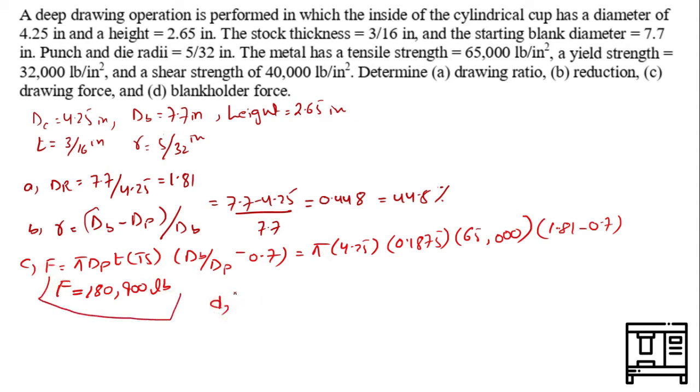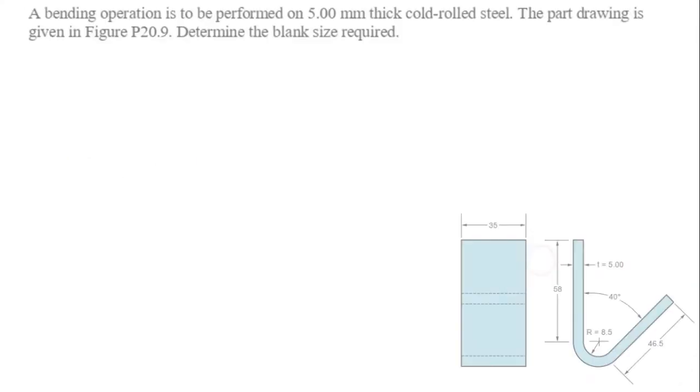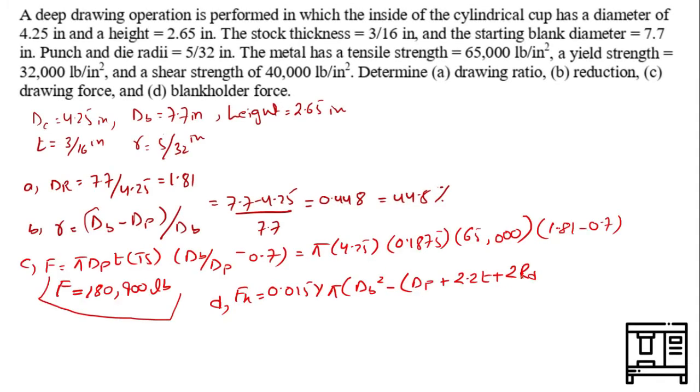Now the last part, that's the holding force, and the holding force formula is equal to 0.015 into Y, the yield strength, into pi into dB square minus dP plus 2.2 times the stock thickness plus 2 times the die corner radii, all squared, into the die corner radii square. Right, this is the formula for the holding force.